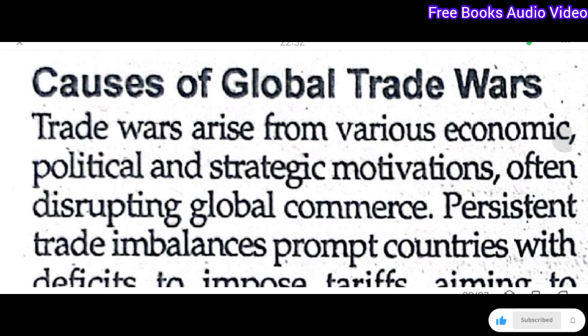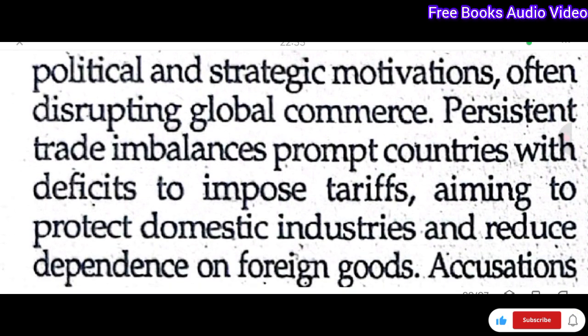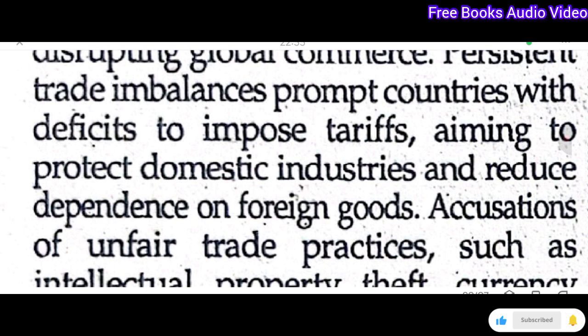Causes of global trade wars. Trade wars arise from various economic, political, and strategic motivations, often disrupting global commerce. Persistent trade imbalances prompt countries with deficits to impose tariffs aiming to protect domestic industries and reduce dependence on foreign goods.